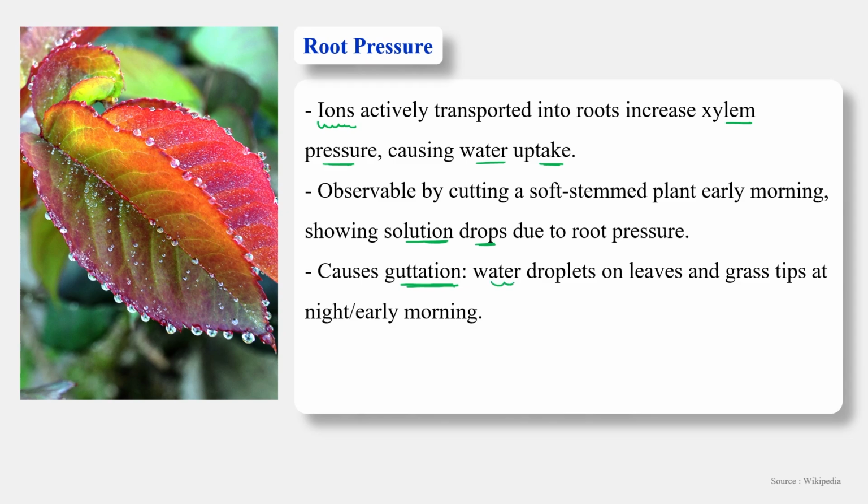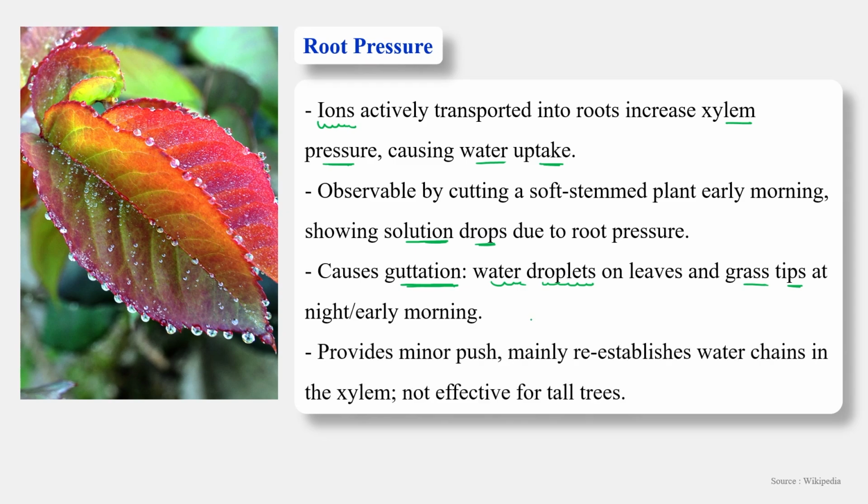Guttation means some kind of water droplets which are present on the leaves, as you can see in this particular picture, or on the tip of the grass, in the night or in the early morning. The presence of these water droplets on the tip of the leaf or grasses is because of the root pressure of that particular plant. And this presence of water droplets is known as guttation.